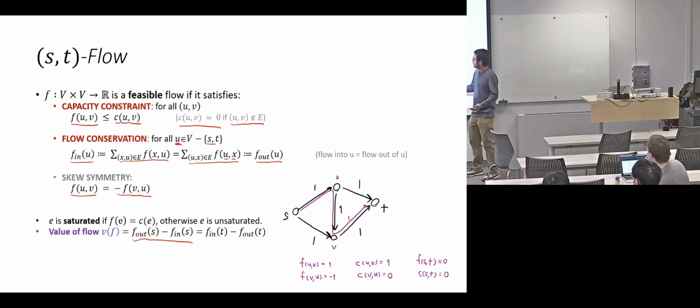What is the net flow that goes out of node U, or any node that is not S and T? It's going to be 0 because you have flow conservation. Every node that is not source and sink has net flow 0. So the value of flow is just the net flow out of the source, which is the same as the net flow into the sink.